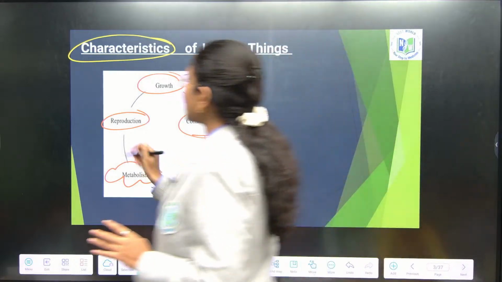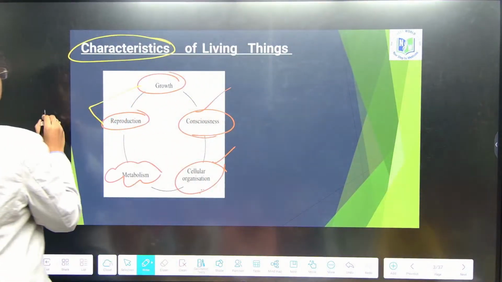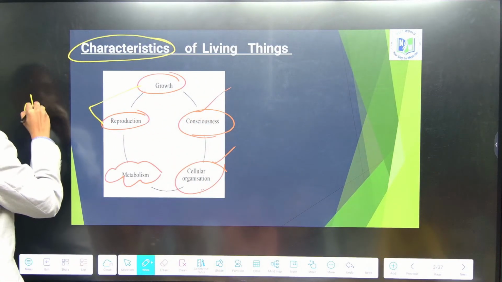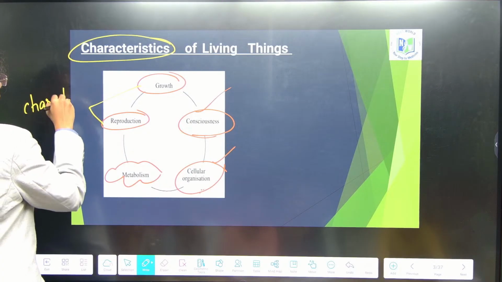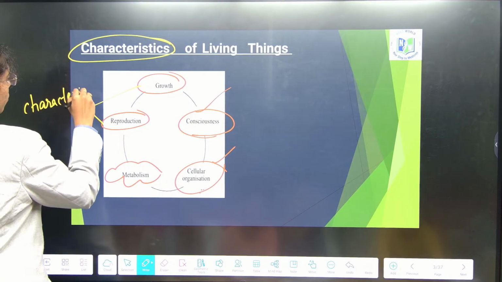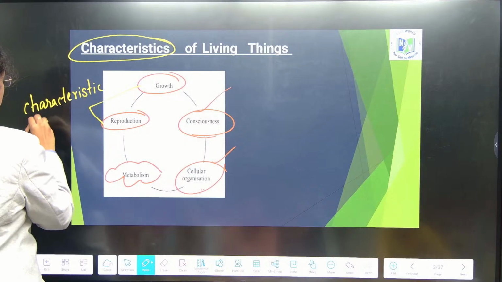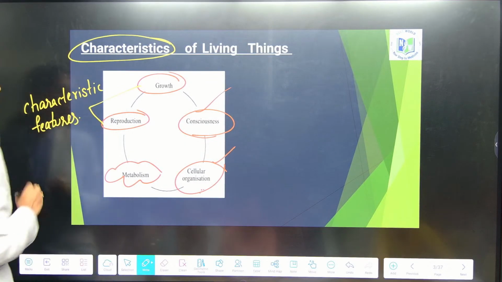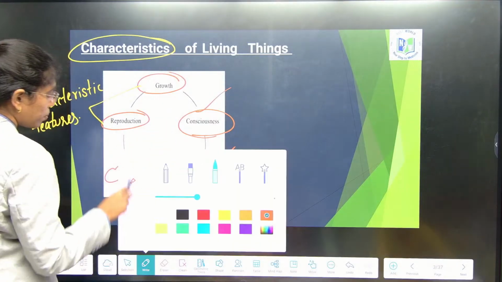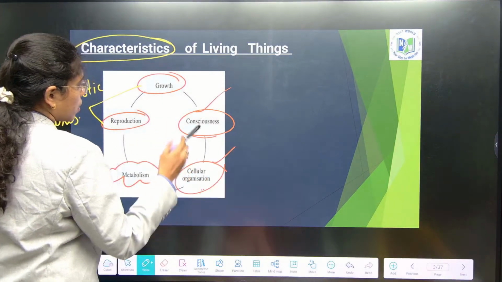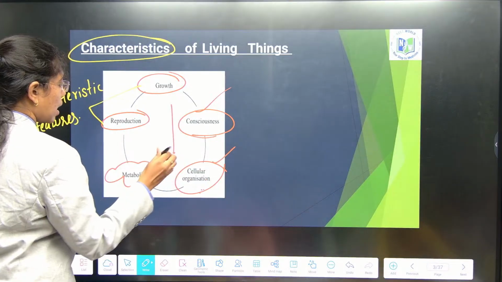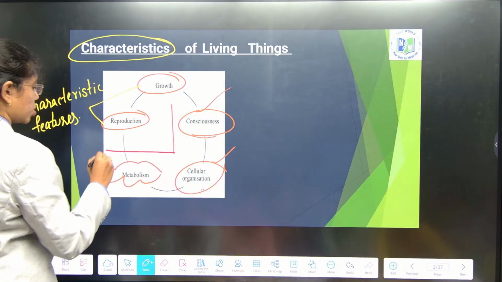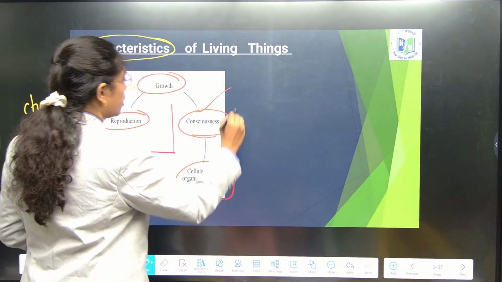Among this, what are the characteristic features? Growth and reproduction are characteristic features. Metabolism, consciousness and cellular organization are what? Defining features.